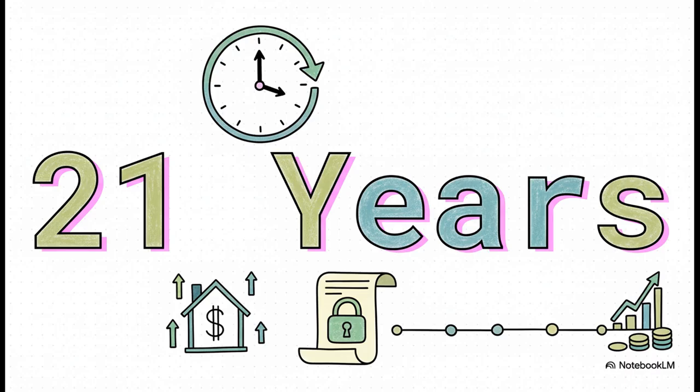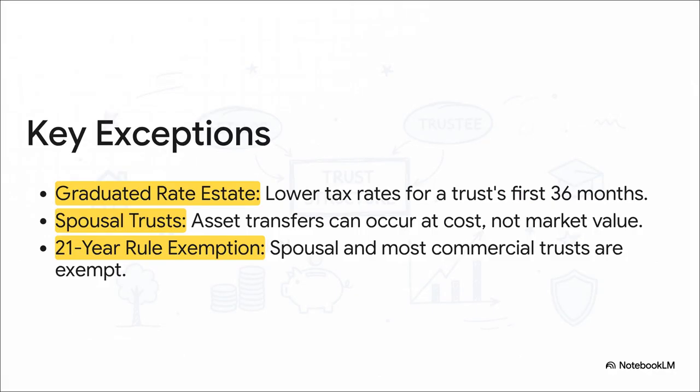Now, even though it's a pretend sale, it triggers a very, very real tax bill on all the capital gains that have built up over the last 21 years, and that can be a massive financial event if you haven't planned for it. But as with most tax laws, there are some important exceptions to the general rules. For instance, a brand new testamentary trust can actually get access to lower, graduated tax rates for its first 3 years of existence. But probably the biggest exception applies to spousal trusts, which can be exempt from some of the toughest rules, including that 21-year deemed disposition clock.